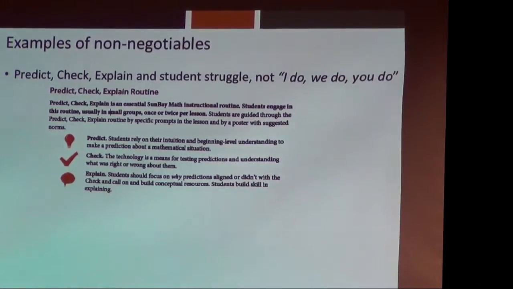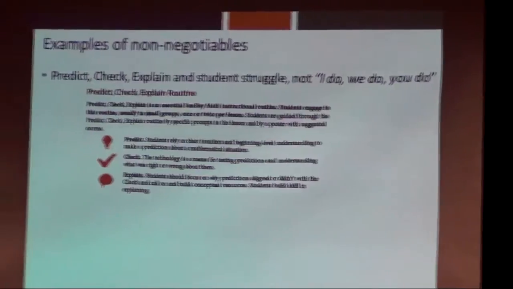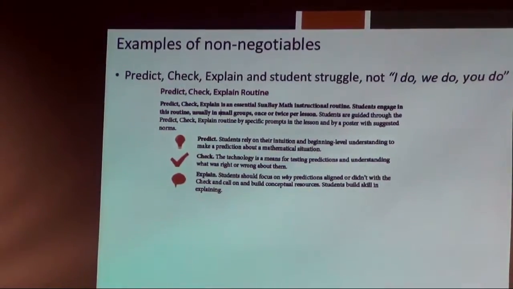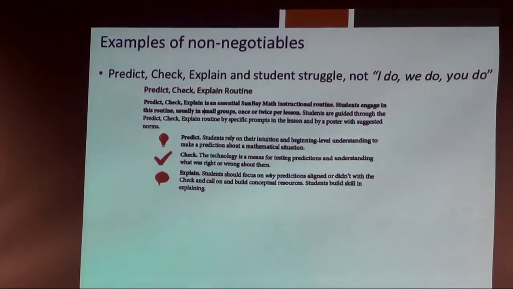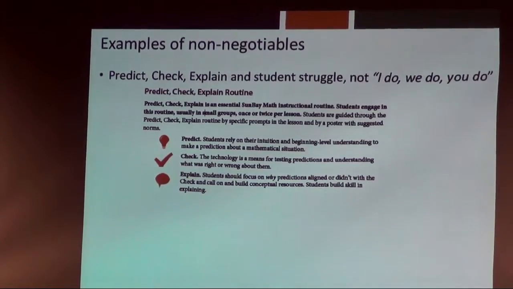Did what we expected to happen, happen? If it did, explain what we were doing and why we thought that. If not, what was different, right? That is not I do, we do, you do. Right? And a lot of teachers really are tied to this I do, we do, you do.